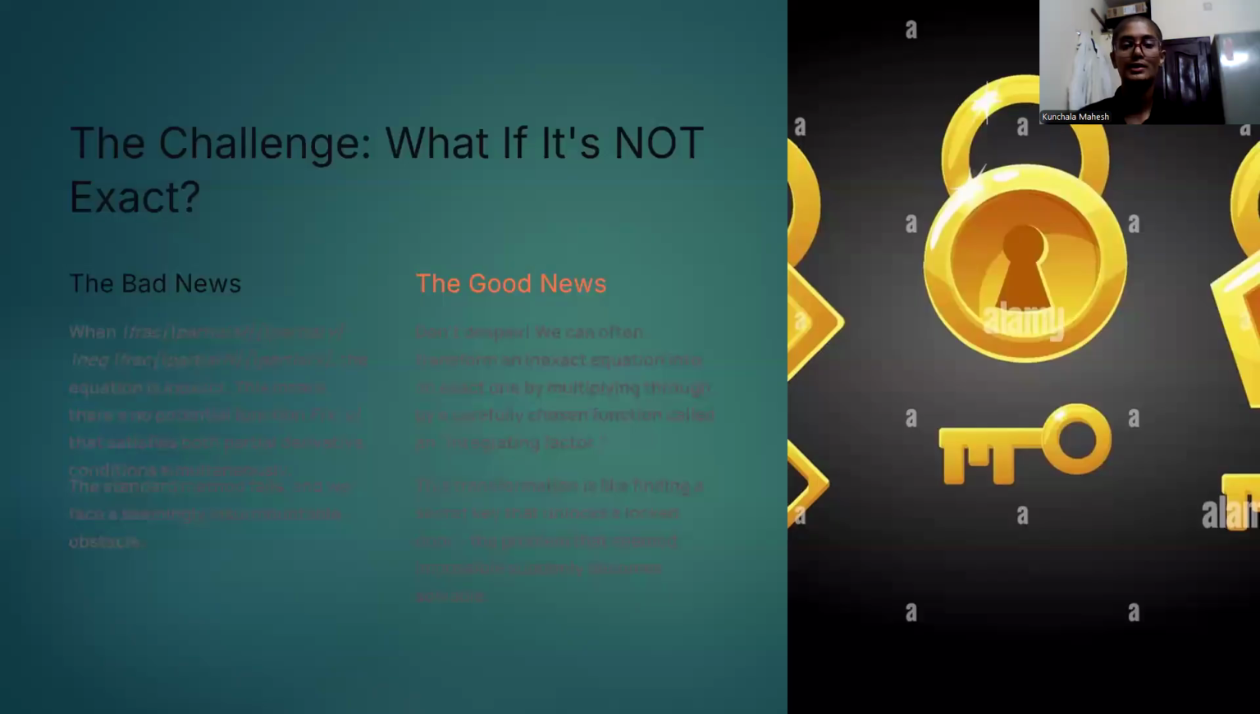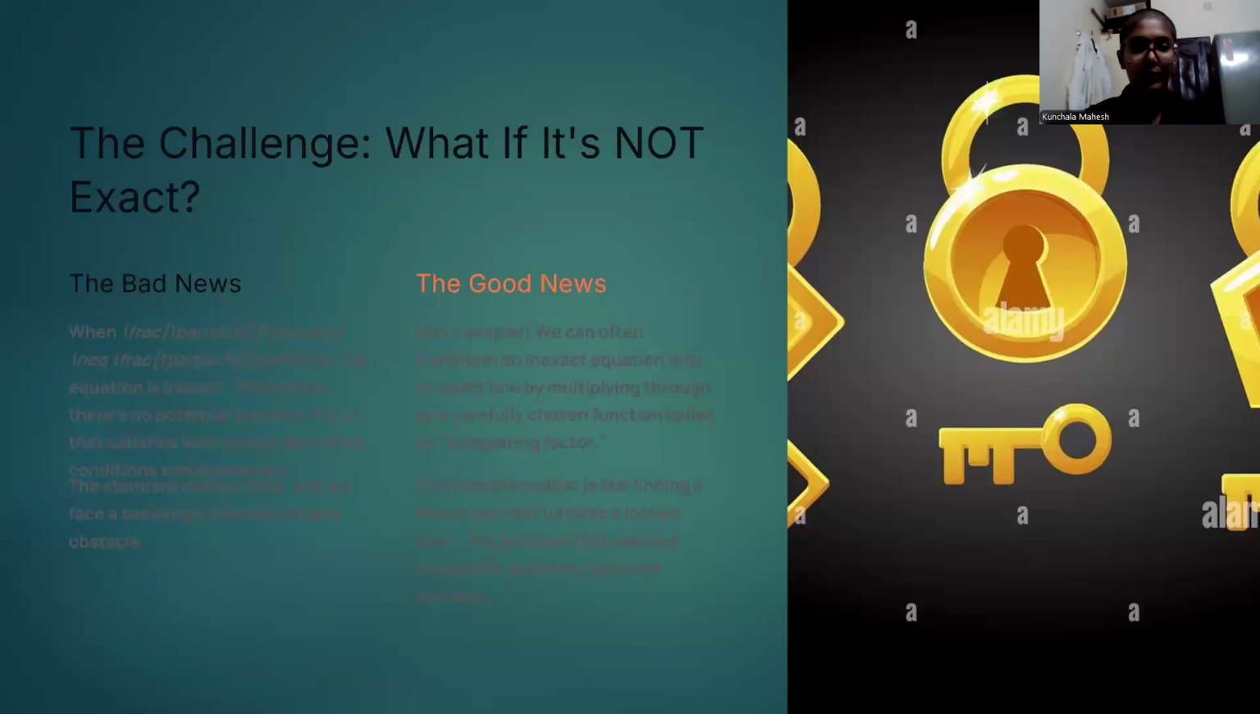So moving on, the challenge: what if it's not exact? Now here comes the question. As I've explained, how do we solve an equation which is exact? I've explained the conditions of exact differential equations. Now the challenge is, how do we solve an equation if it's not exact? So, the bad news and the good news here.